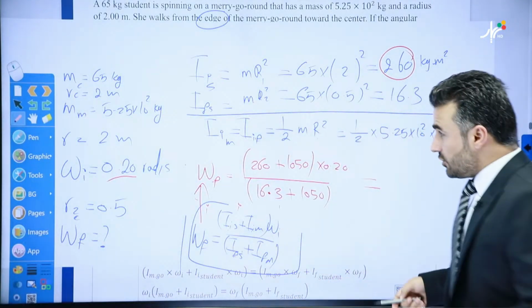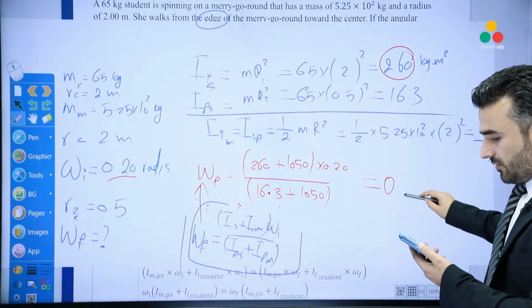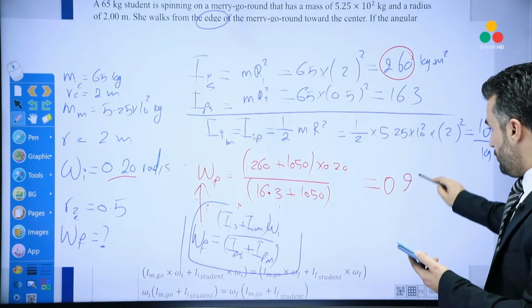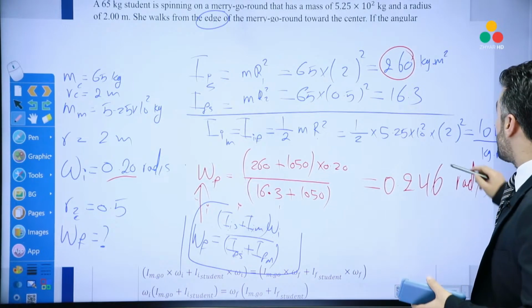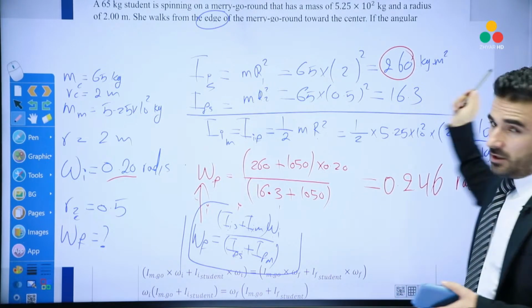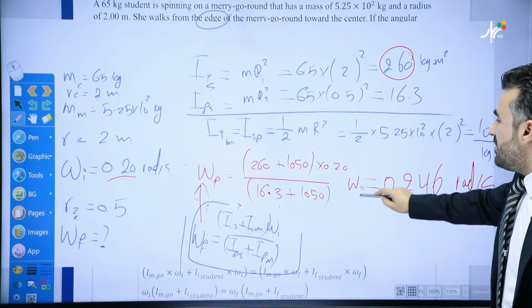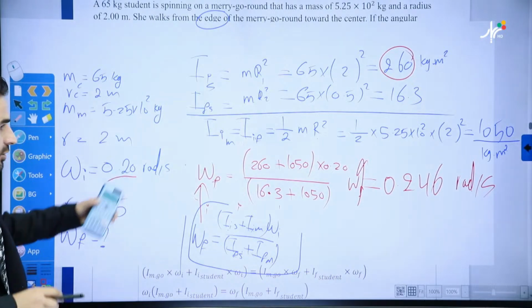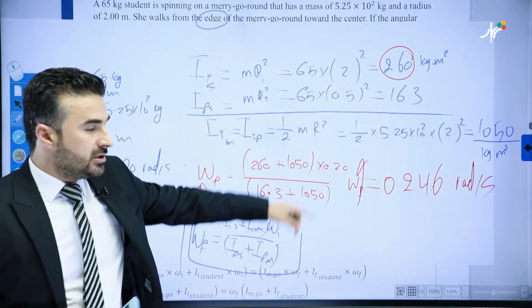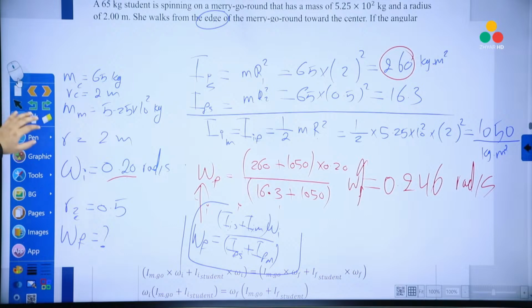So the answer logically is correct. In this case, it's going to be 0.246 radian per second. Remember, the child is going from the edge closer to the center. That means omega final must be bigger than omega initial. Initial was 0.2. Here, as you can see, it is 0.246. Okay? And that is how it is done.